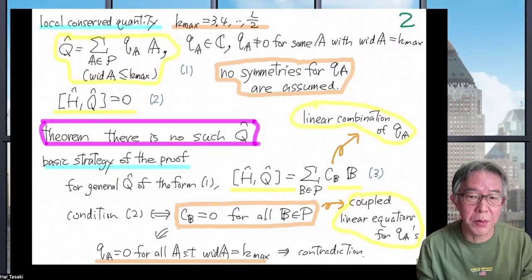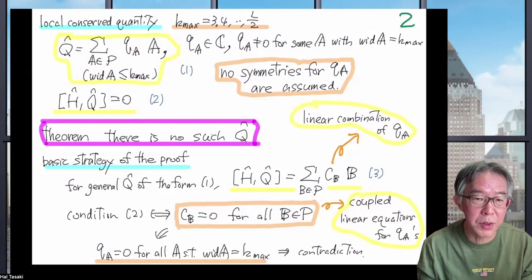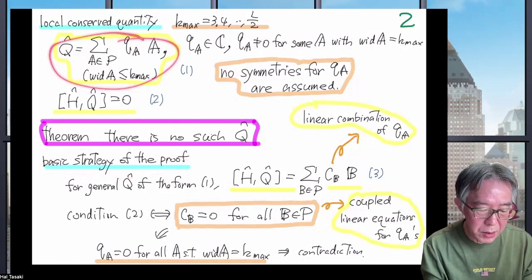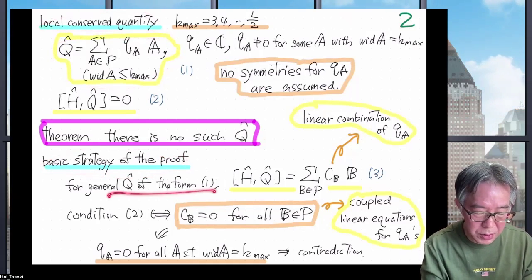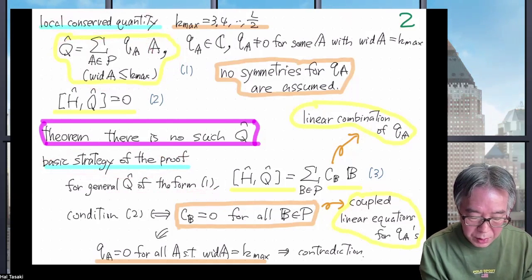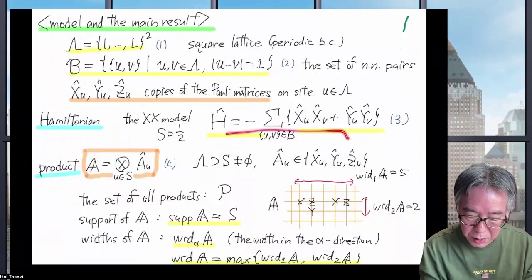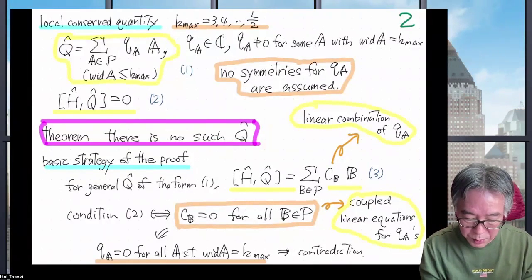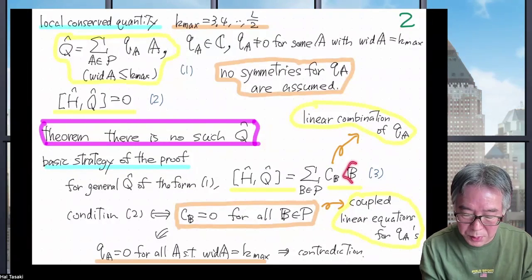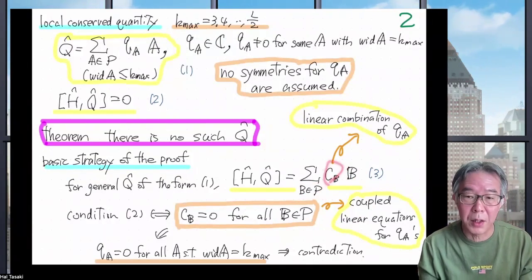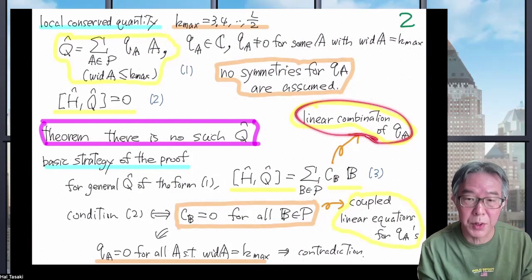How do you prove this kind of theorem, or how did Naoto Shiraishi prove this for the first time in 2019 for the one-dimensional system? Well, the basic strategy is very, very simple. So Q is a candidate of local conserved quantity, but forget about this and just consider a general operator of this form, and then take a commutator with Hamiltonian. If you know the commutation relations between the Pauli matrices, you can just compute this commutator and expand it in terms of all these products. It can always be expanded, and you get this unique coefficient, which is, of course, a linear combination of Q_A.